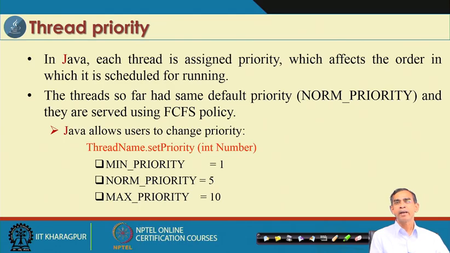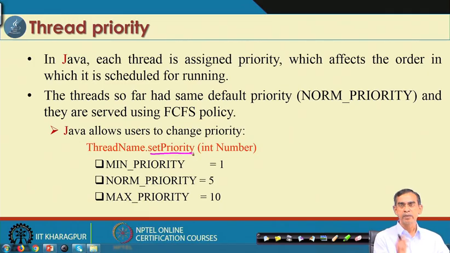Now, so far as the priority of a thread is concerned, there are 3 different priorities: min priority, norm priority, and max priority. They have global values 1, 5 and 10. We can set the priority of a thread by calling the method setPriority, which is defined in class Thread. If this is the thread, we can call setPriority and pass the number 1, 5 or 10, and it will set min, norm or max priority accordingly. Otherwise, you can write MIN_PRIORITY, which is a global variable declared in the Thread class itself, so we can use it also.